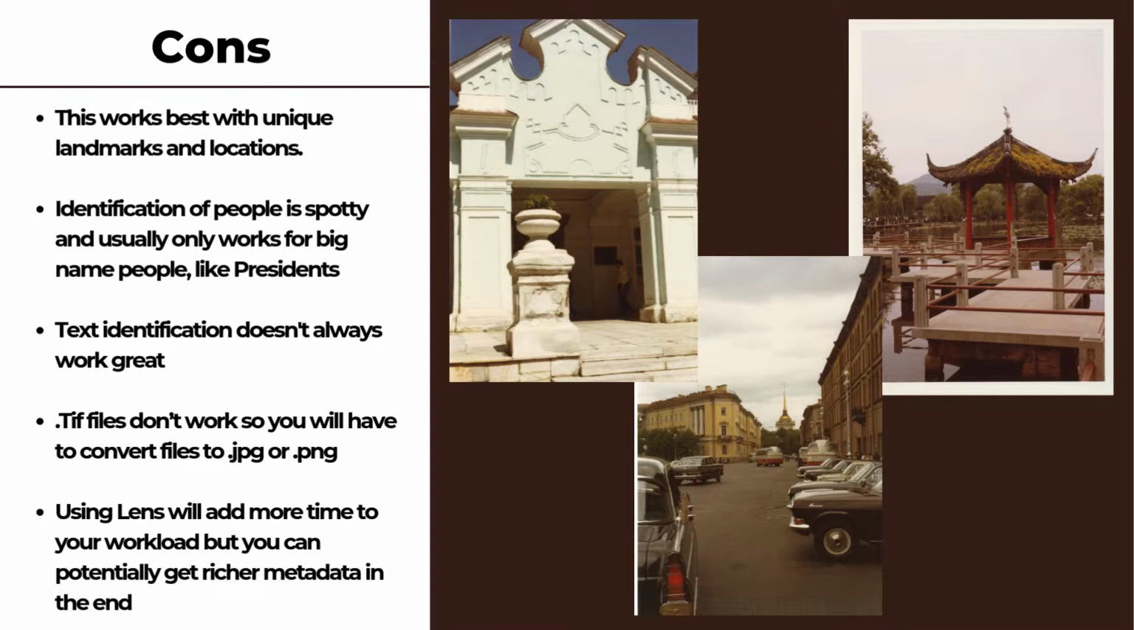Text translation doesn't always work great. It frequently won't pick up all the text from an image, which can cause errors when translating. Google Lens also won't accept TIFF files, so you will have to take the time to convert the files to JPEG or PNG before uploading. Also, there is a file size restriction, so some photographs may need to be resized. And lastly, using Lens will add more time to your workload for each photograph, but you will get the benefit of potentially richer metadata for those photographs.